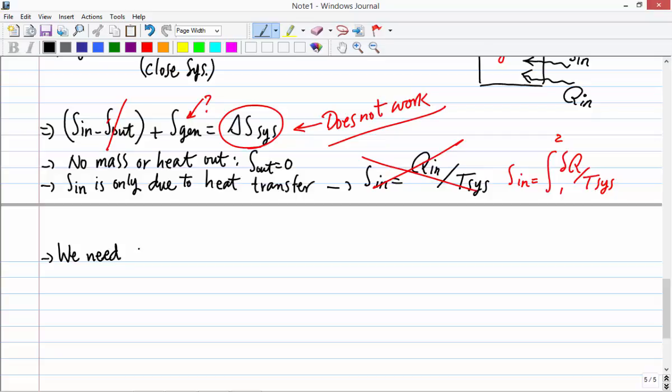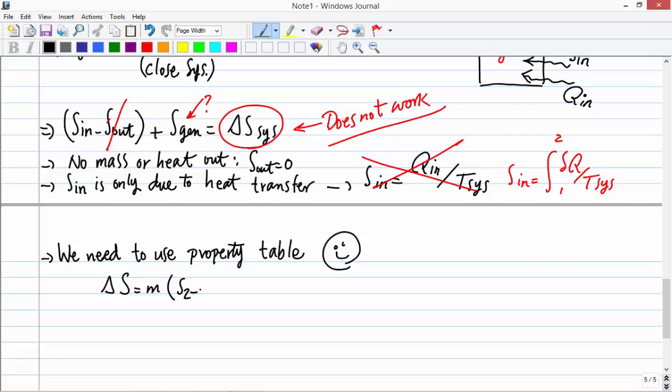So we need to use the property tables, like A11, 12, and 13 for R-134a. Oh, I'm happy. So then delta S would be m(S2 minus S1), but I'm sorry, I do not have any idea about m, S2, and S1. But I'm sure that I can solve for those. I can use a table and I can do it.